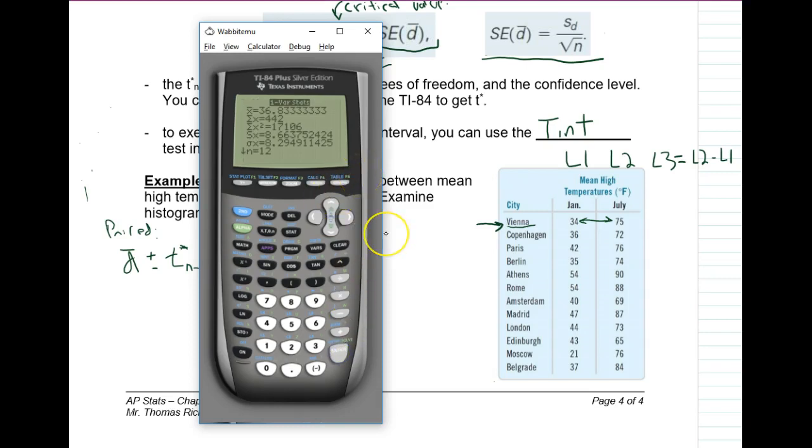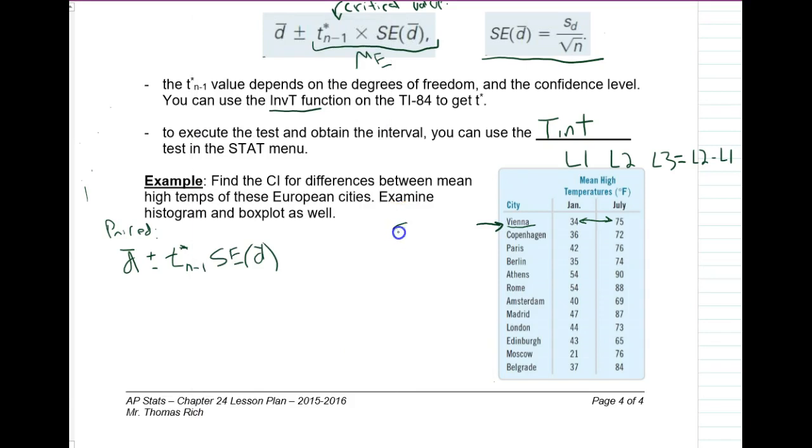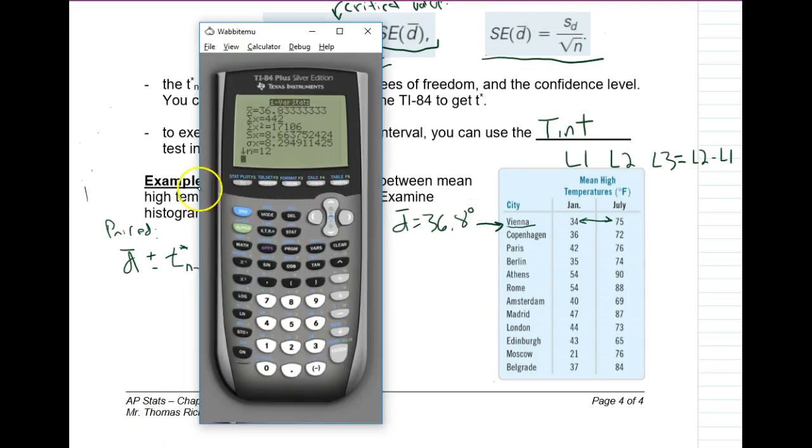I've got 36.8, so d-bar is 36.8 degrees. And then we need our standard deviation, which is the Sx right here. That's going to be 8.66.